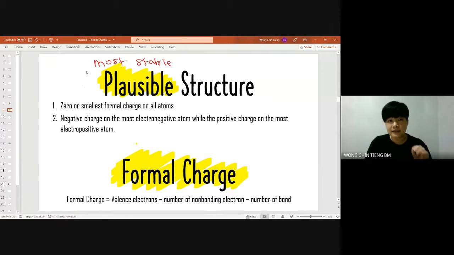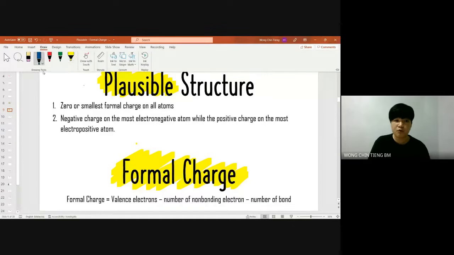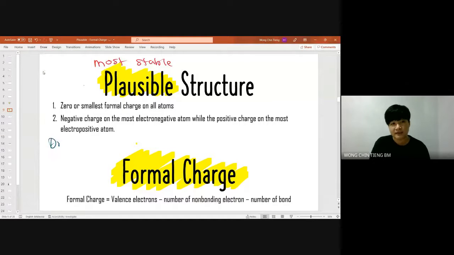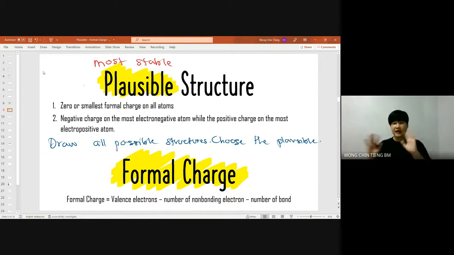Kalau soalan kata, the question that I will always ask or the exam will always ask is, draw all possible structures. Okay, lukis semua yang boleh wujud. Choose the plausible. Habis. Berhenti. Tak ada dah. Soalan ni mungkin 5 markah, 4 markah. Depends pada structure. Betul? Alright?